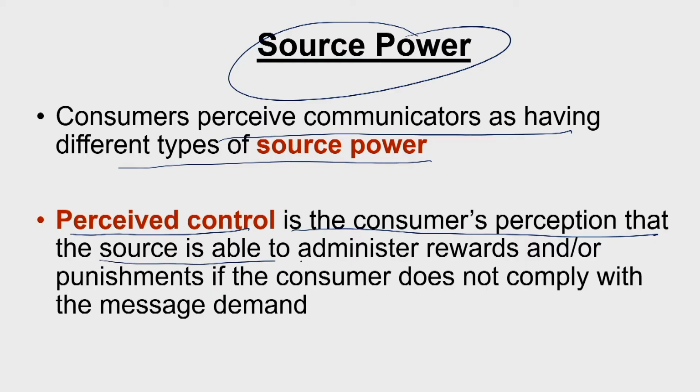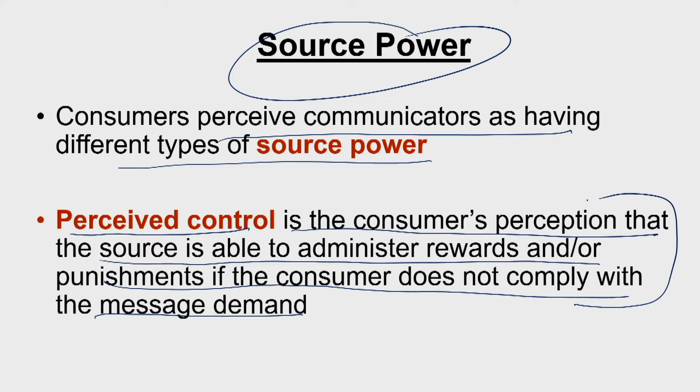Now, there are three types of source power that people are afraid of. Perceived control. Perceived control is the consumer's perception that the source is able to administer rewards and/or punishment if the consumer does not comply with the message demand. If the consumers for whom the ad is made believe that the source has some kind of control, for example police departments or IT departments, then since they have a lot of perceived control, they can monitor and change the actions of how the consumer is interacting with an ad.